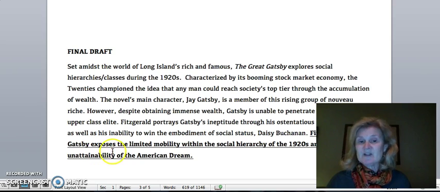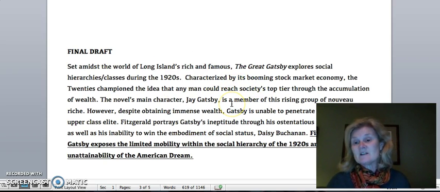Fitzgerald's Gatsby exposes the limited mobility within the social hierarchy of the 1920s and asserts the unattainability of the American dream. Notice again the similarity between the two thesis statements. The difference is truly the evidence that is collected.